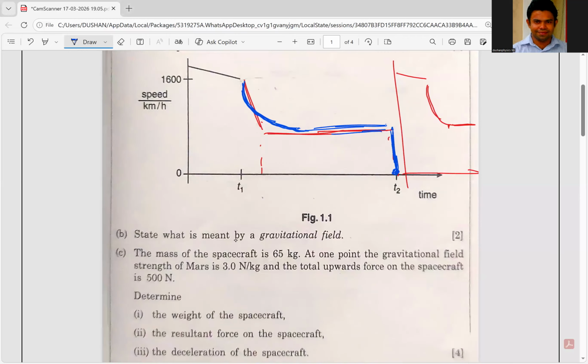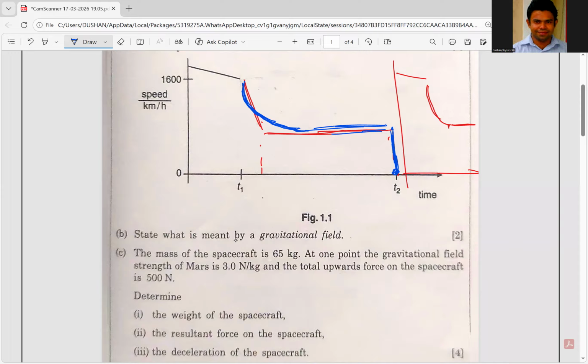Okay, right. The question states: what do you mean by gravitational field? Anybody? The influence of gravity on an object which has a mass. Influence of gravity on an object. Sanket?